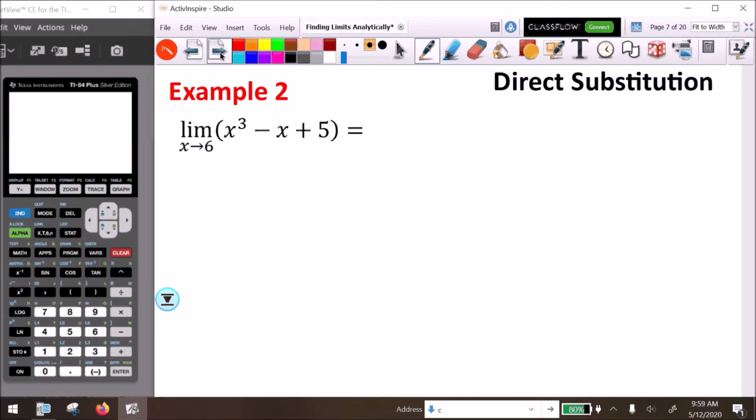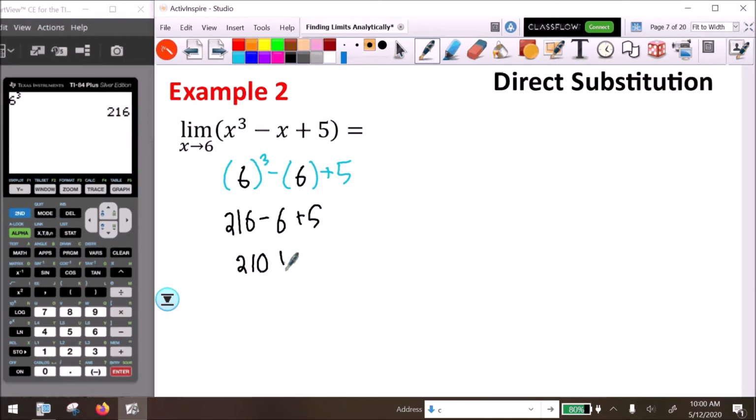Another continuous one where we can use direct substitution. Find the limit of the function x cubed minus x plus 5 as x approaches 6. I'm going to just simply replace x with a 6. So we have 6 cubed, which I think is 216, but let me check. Yep, 216. So 216 take away 6 is 210, plus 5 is 215. So the limit of the function x cubed minus x plus 5 as x approaches 6 is equal to 215.